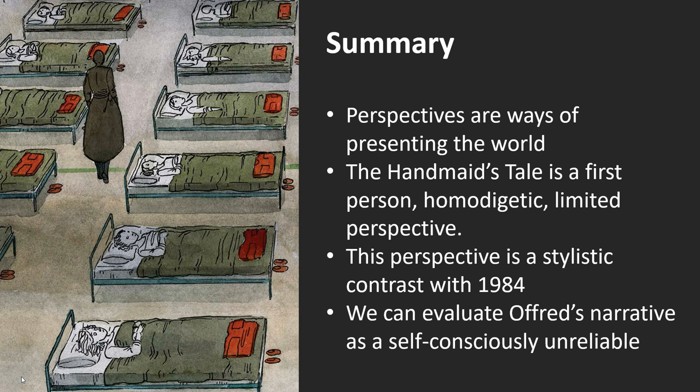So, in summary then, we've looked at this concept of perspective, and we've accurately identified the Handmaid's as a first-person, homodiegetic, limited perspective. We looked at how this perspective can form a stylistic contrast with 1984, and we've begun to identify some of the linguistic features that perhaps create that contrast in styles. And then finally, we've begun to evaluate the way in which Offred's narration is unreliable, and evaluated this concept of a self-consciously unreliable narrator.